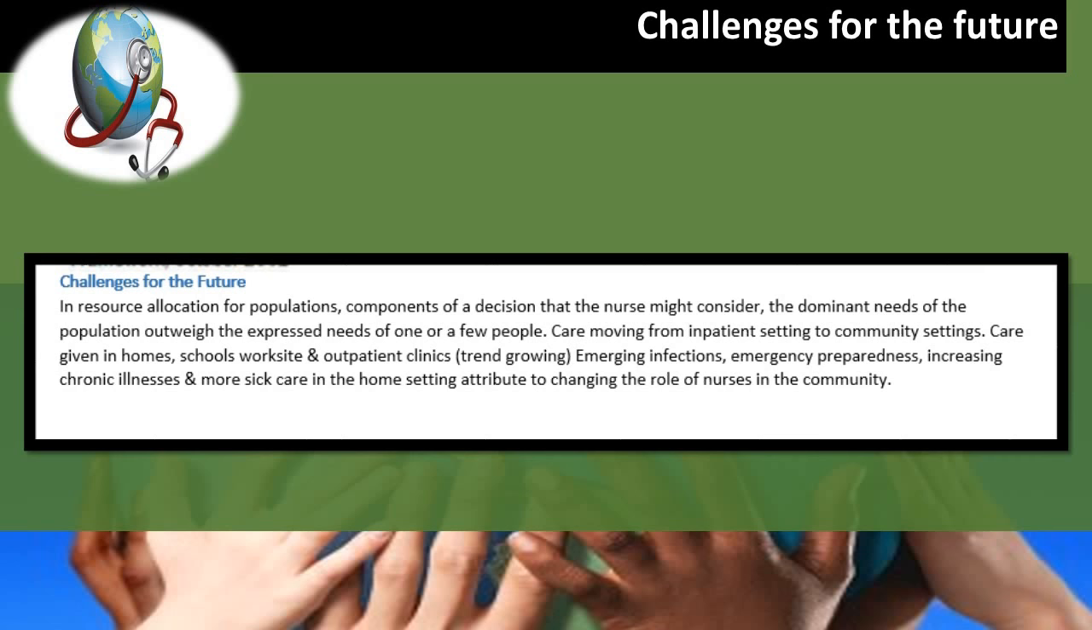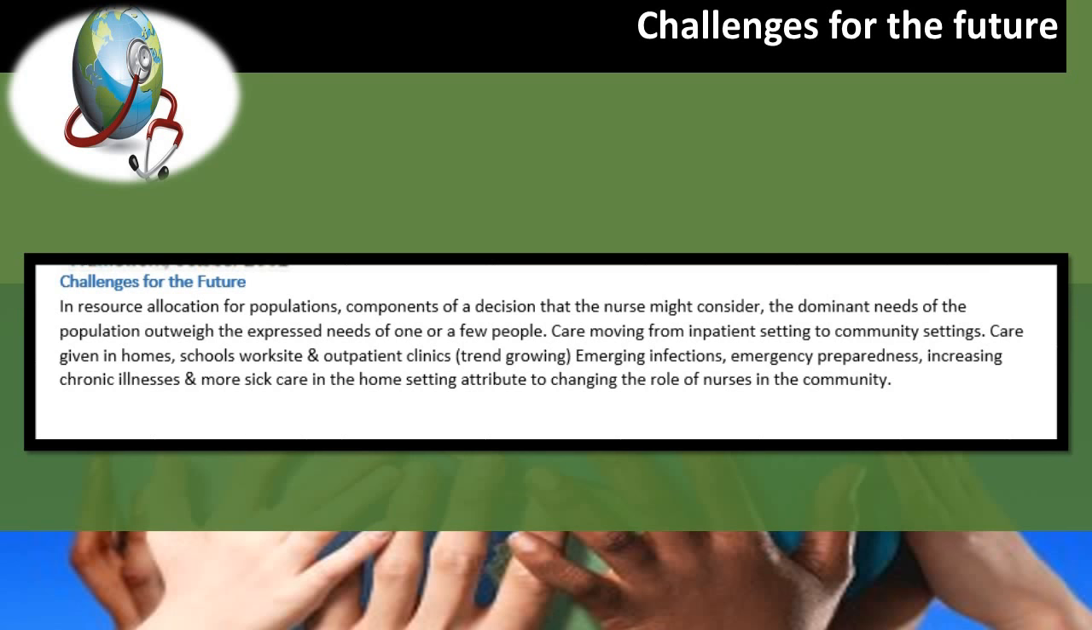I wanted to just cover an overview of challenges for the future that we need to understand. The biggest challenge is resource allocation for populations. Nurses that are in public health nursing must consider the dominant needs that outweigh what's being expressed. So people might be complaining about something, but we really need to assess and make sure that the dominant needs of that population are getting the most resources.